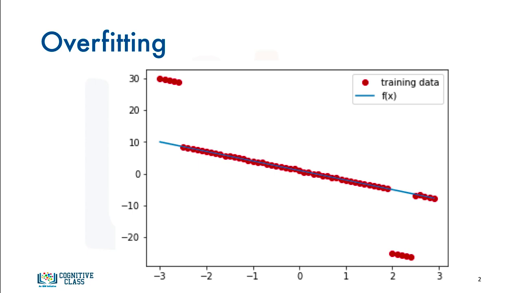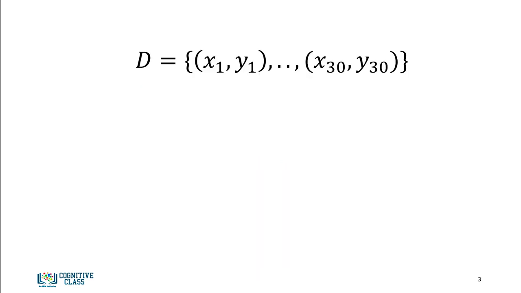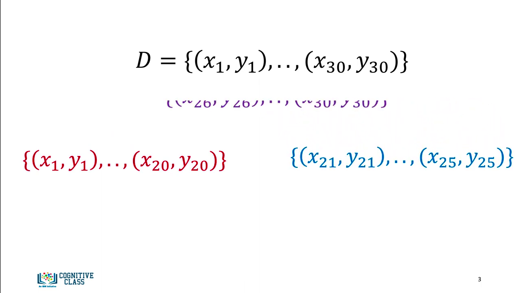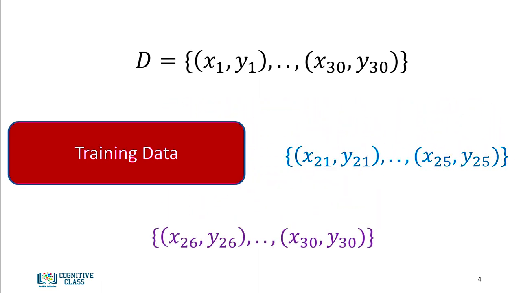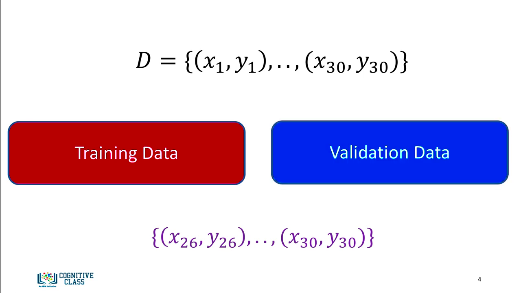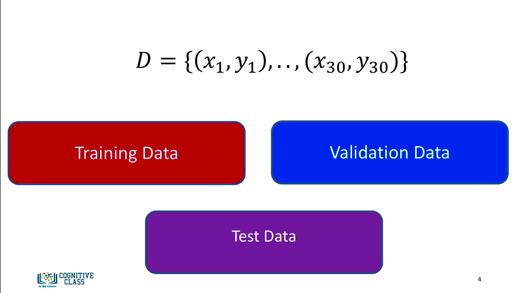We have the actual line generated in blue and the training points in red. We see that this set of data doesn't really follow the underlying pattern. This is an example of an outlier. We usually split our data into three parts: the training data, the validation data, and the test data.